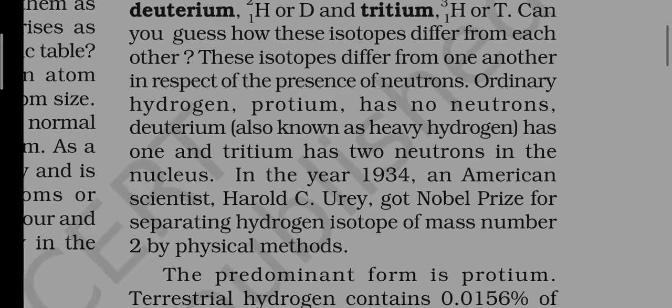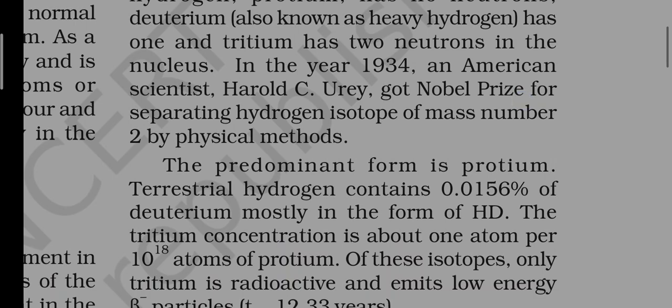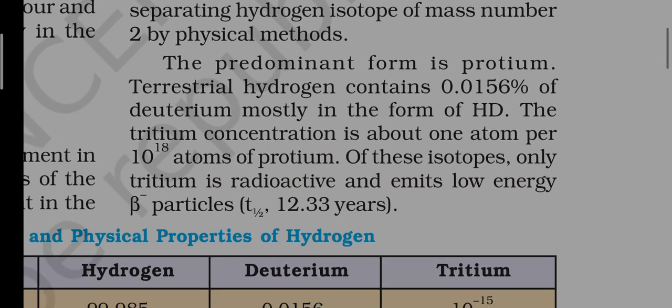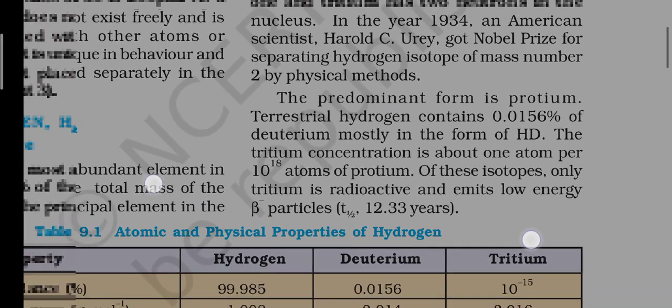In the year 1934, an American scientist, Harold C. Urey, got the Nobel Prize for separating hydrogen isotope of mass number 2 by physical method. The predominant form is protium. Terrestrial hydrogen contains 0.0156% of deuterium, mostly in the form of HD. The tritium concentration is about 1 atom per 10¹⁸ atoms of protium. Of these isotopes, only tritium is radioactive and emits low energy beta particles.